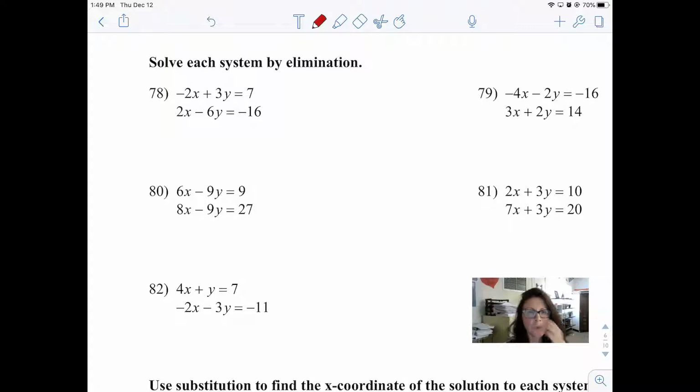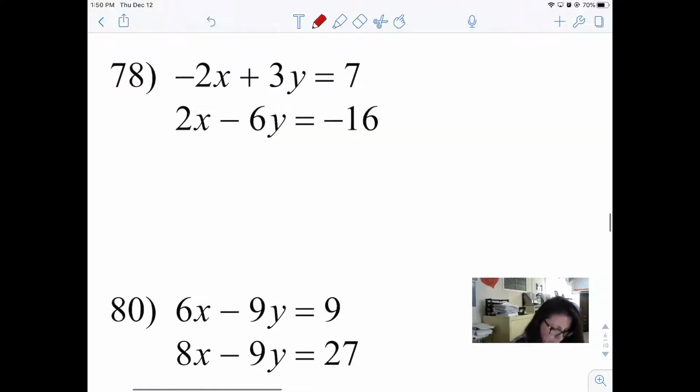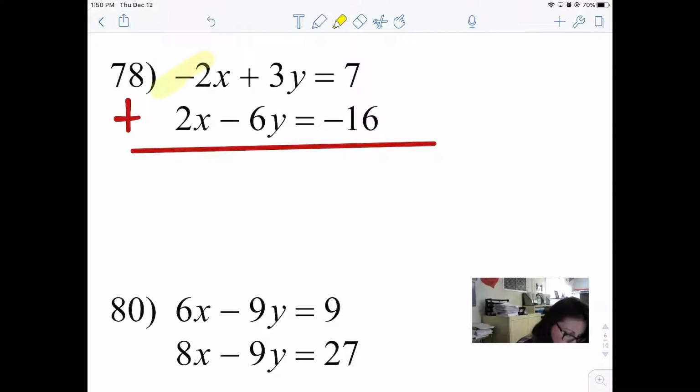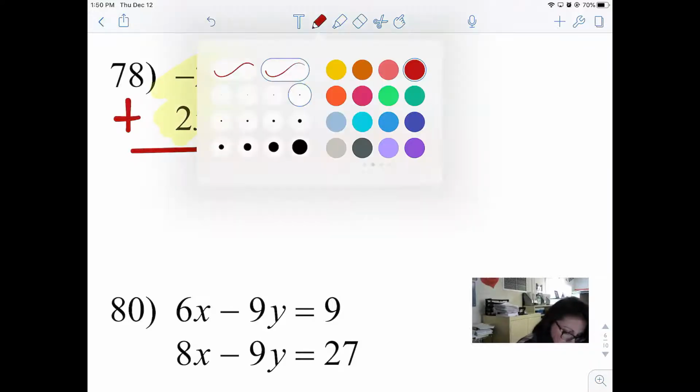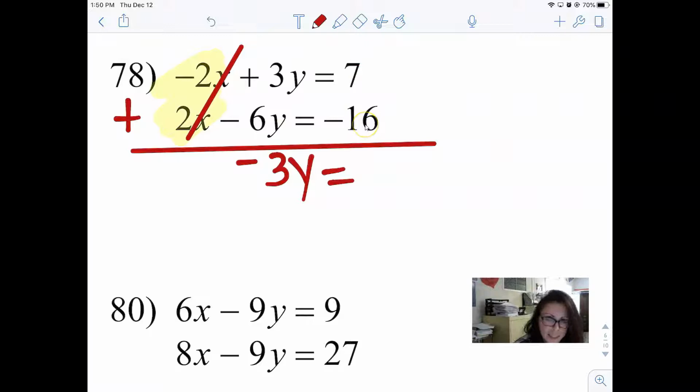So using elimination, you want to add vertically after eliminating a variable. Looking at 78, for example, if I add negative 2x plus 2x, they eliminate one another, allowing me to solve for y. So I'm going to start with number 78 and add vertically, knowing that these are my inverses. Negative 2x plus 2x cancels out, and I'm left with 3y minus 6y, which is negative 3y. And then 7 minus 16 is negative 9.